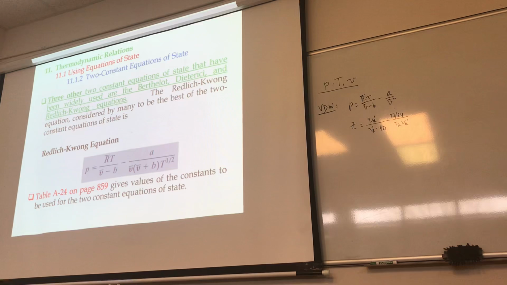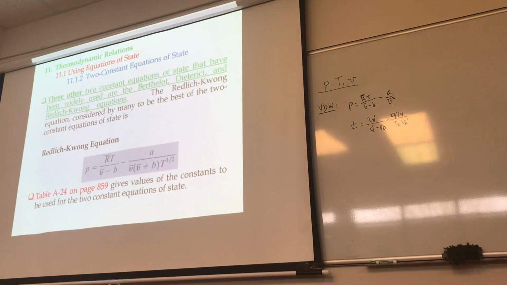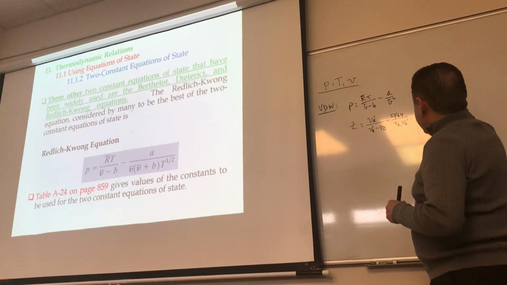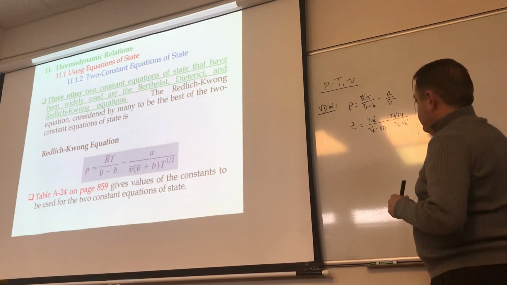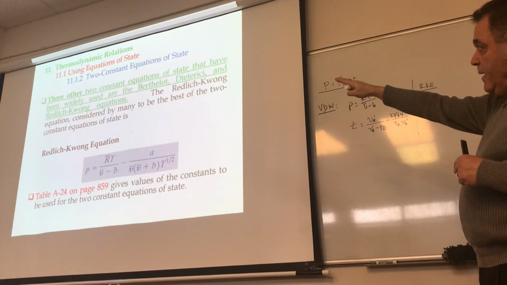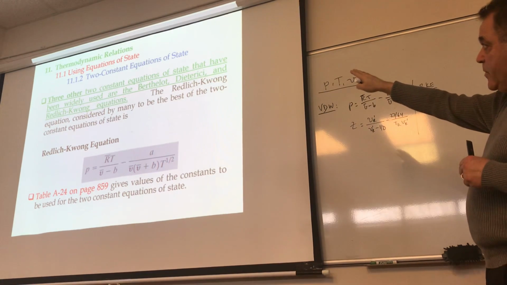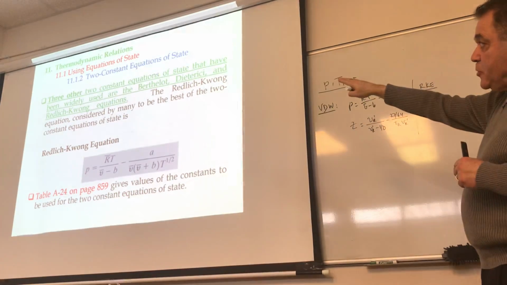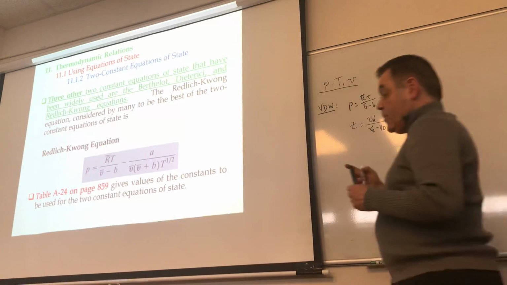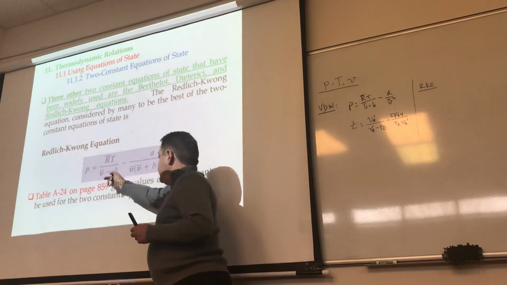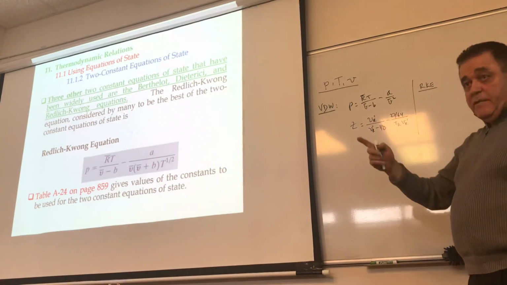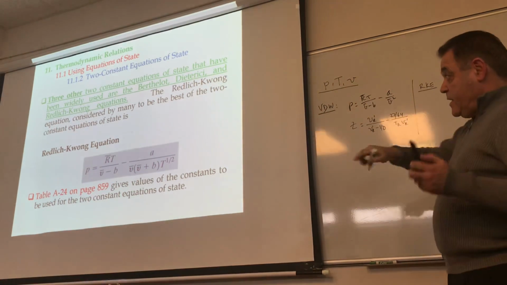And then I'm just going to look at one other equation, because these are two equations of state. And this one is the Redlich-Kwong equation. It's a two-constant equation, considered by many to be the best two-constant equation of state. By the way, they call it two-constant because it involves two constants. And on that same table, Table 8-24 that we just looked at, for the different substances, it tells you what A is, what B is.